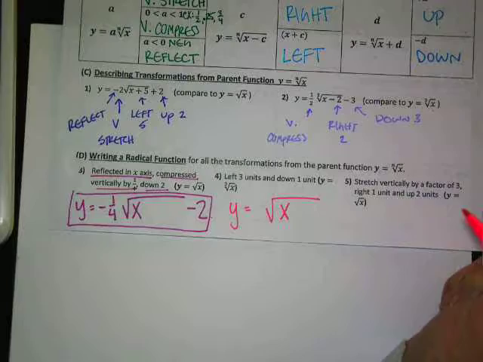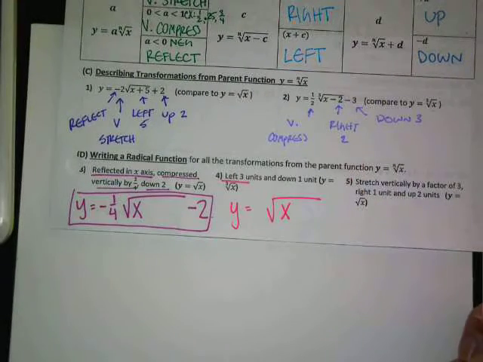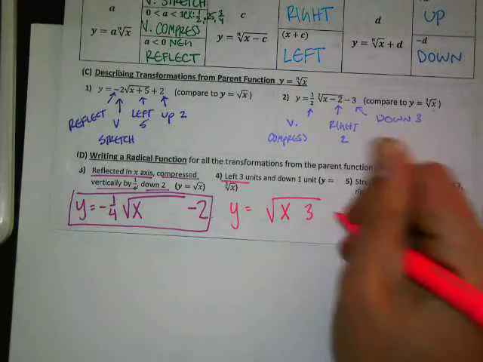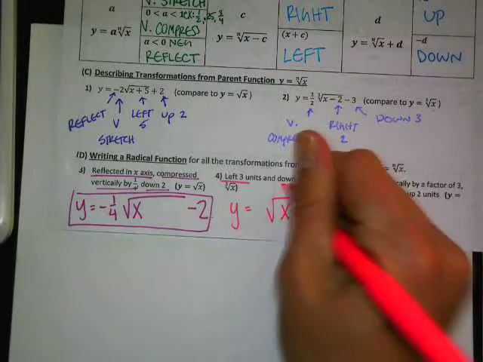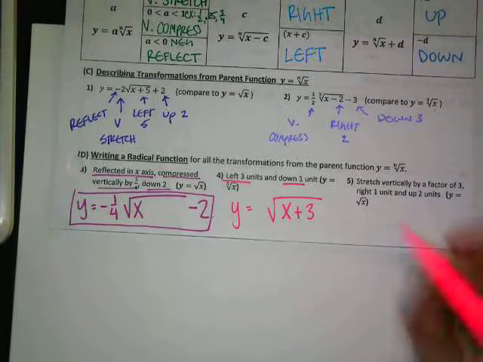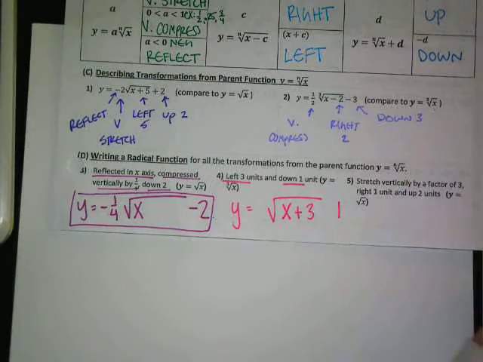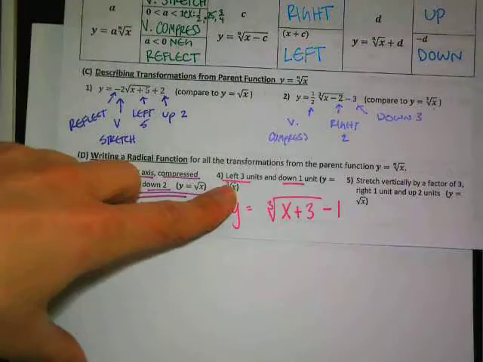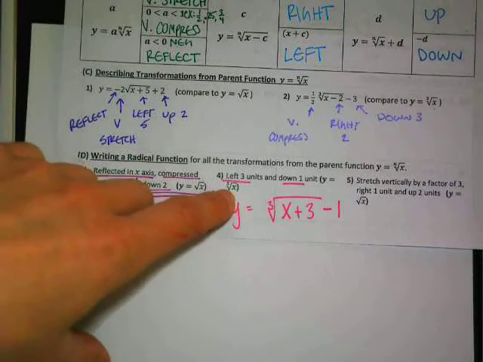All right, let's try the next one. Left 3, inside or outside? Inside. Is it going to be a +3 or a -3? +3. And then down 1, inside or outside? Outside. Is it going to go in the front or the back? The back. Is it going to be a +1 or a -1? -1 because you're going down. And then don't forget your cube root here because it tells me my function is a cube root.